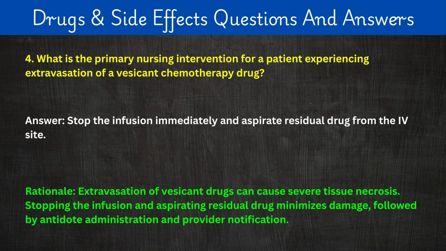4. What is the primary nursing intervention for a patient experiencing extravasation of a vesicant chemotherapy drug? Answer: stop the infusion immediately and aspirate residual drug from the IV site. Rationale: extravasation of vesicant drugs can cause severe tissue necrosis. Stopping the infusion and aspirating residual drug minimizes damage, followed by antidote administration and provider notification.